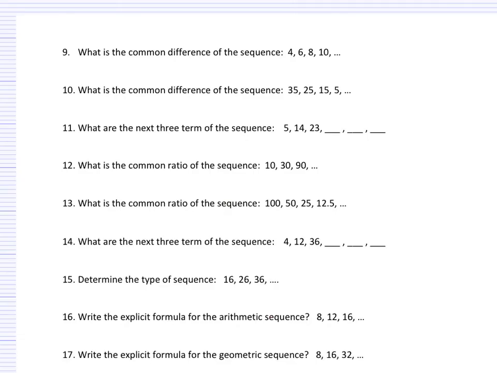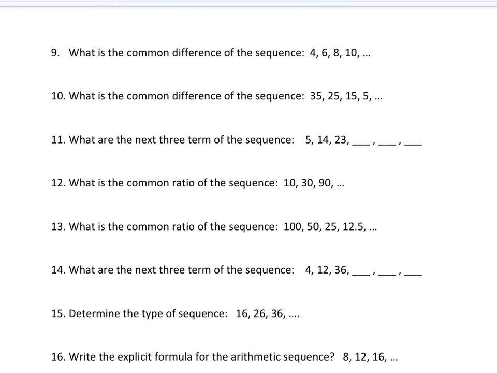Number 9, what is the common difference of the sequence? What are they adding every single time? And it looks to me like they're adding 2, so my common difference is 2. Number 10, what is the common difference of this sequence? Now again, arithmetic is adding or subtracting, and this time it is subtracting 10, so my common difference is 10.